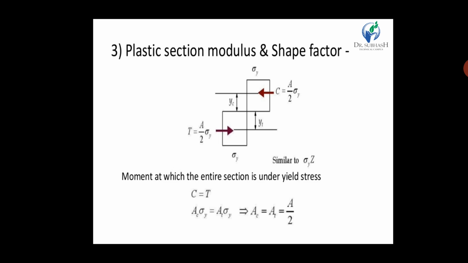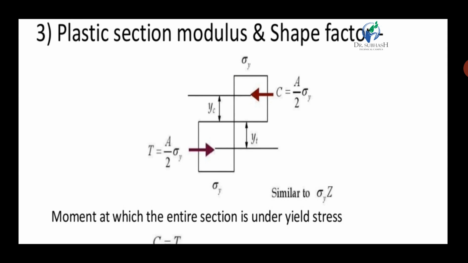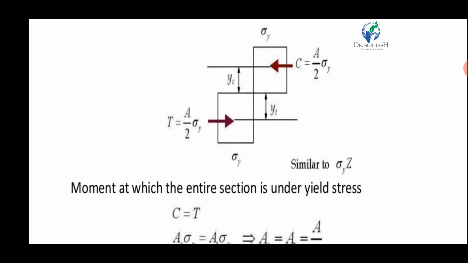So what is plastic section modulus and shape factor? The plastic moment resistance Mp, you can see in this example of one section. Here the bottom is tension, area is equal to A by 2 into sigma y, and the centroid axis is Yt, and compression is again A by 2 into sigma y and the centroid is Yc.